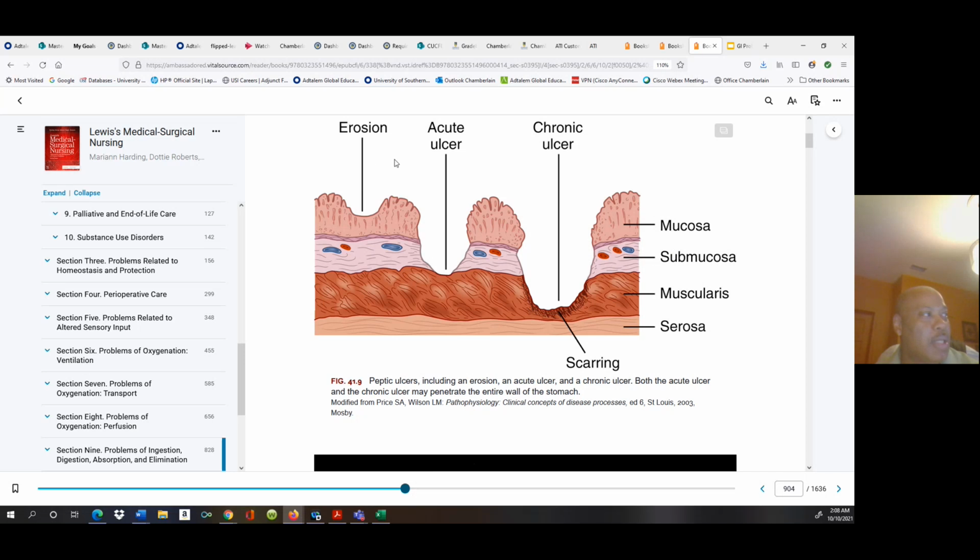In this case, the erosion can be in the mucosa, and that is here. It can be in the submucosa, which is just beneath the mucosa, and that is in this area. And that's, of course, the acute ulcer. But the chronic ulcer digs down even deeper, or affects even deeper tissue, the muscles of the stomach. And so here's where we are, the muscularis. So I just wanted to give you a visual of how deep these ulcers can go.